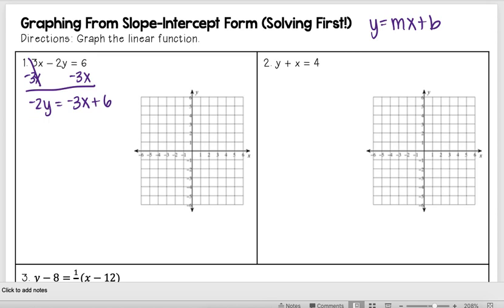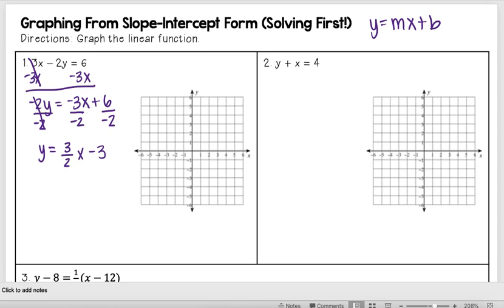And now, to get y by itself, I'm going to divide by negative 2. But again, I need to be careful here because I need to make sure I'm dividing everything by negative 2. Every single term. So now these cross out, so I get y equals. Here I could just leave this as negative 3 over negative 2. However, we know that two negatives make a positive, so I'm going to put this as a positive 3 halves. And then 6 divided by negative 2, I get negative 3.